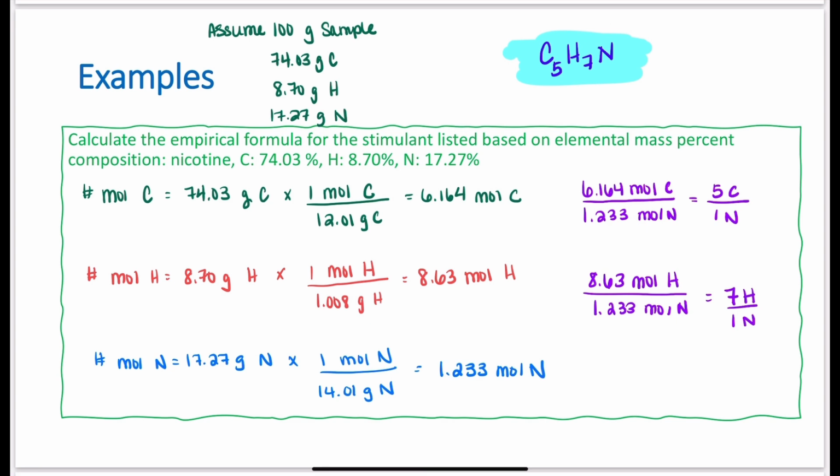Again, does that mean that's the actual molecular formula of nicotine? I don't know. I don't know what the molecular formula is. I do know this is the empirical formula. It's the smallest whole number ratio of the elements to one another.